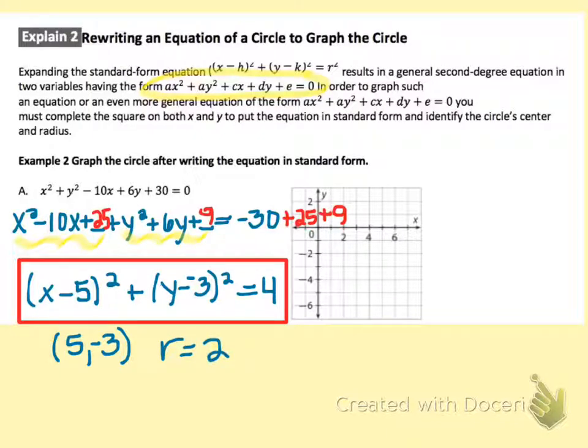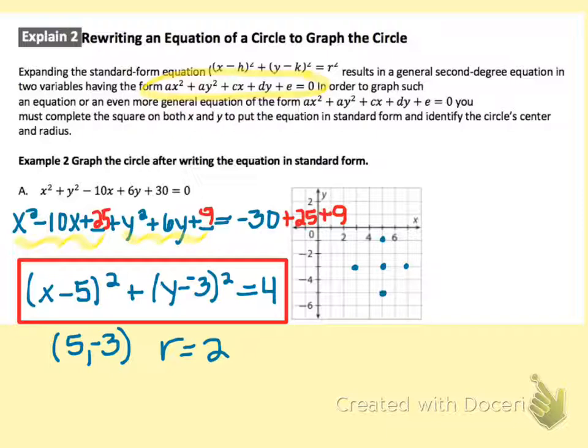So I could go ahead and graph this now just by plotting the point at 5, negative 3, which would be right here. And then I could plot what are called the lattice points. That means all the points that are directly above, below, or to the right and the left of the center by using that radius. So that radius is 2, so I just go 2 units to the left and the right, and 2 units above and below.